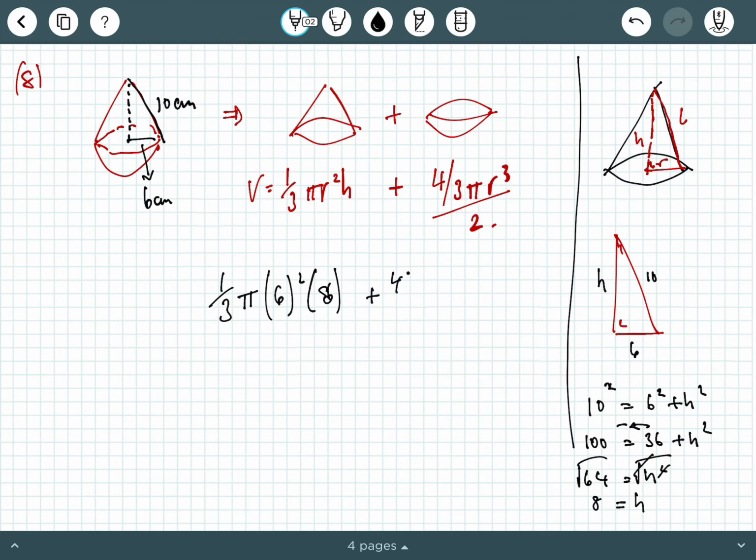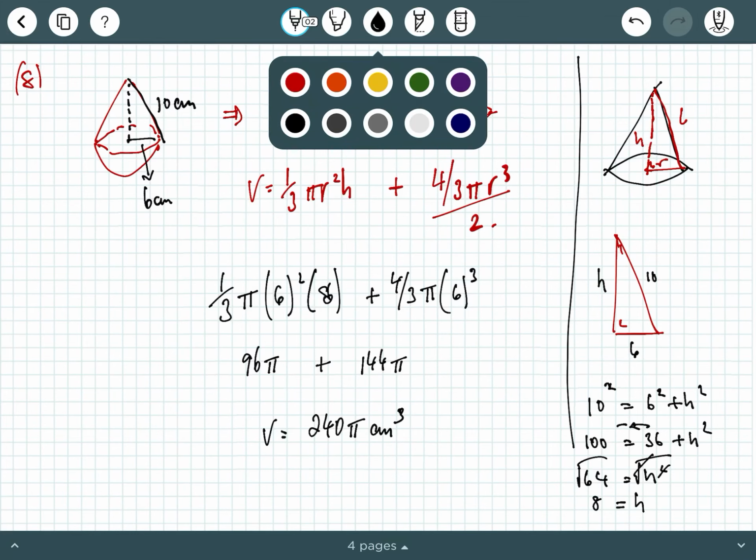Plus 4 thirds pi 6 cubed. It's all in pi, so all we have to do is multiply that out. So this side here will give us 96 pi, plus this side here will give us 144 pi. Add the two of them together, Keen, and you get the total volume is 240 pi. Don't forget the units, centimeters cubed.